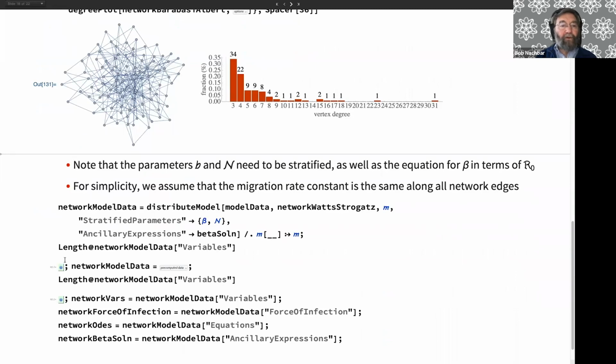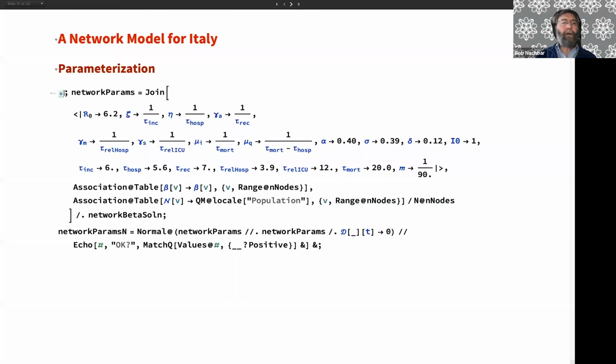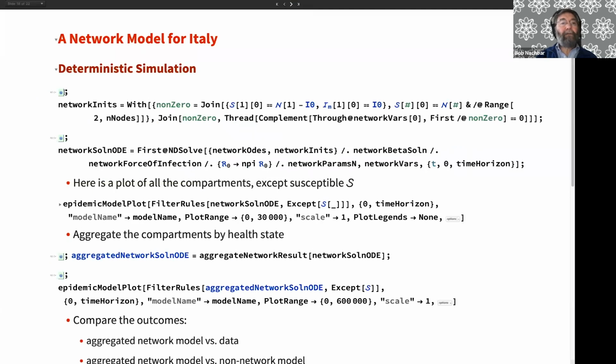This takes a while to run, so I preloaded it, pre-computed it here. We'll pull out all of the data we need. We can see that we've got 1,100 variables in the model. We'll define our parameters. Everything's okay there in terms of everything being numeric. And then define the initial conditions. We'll run the model.